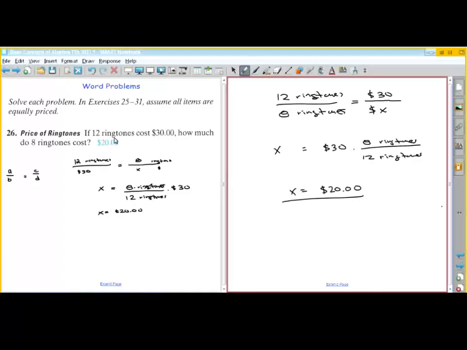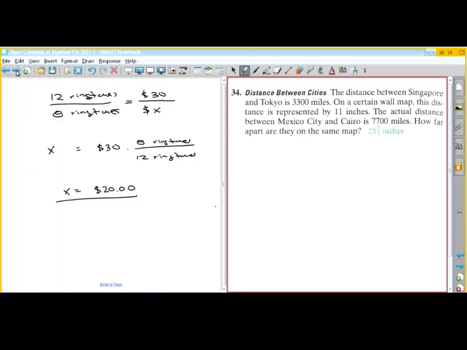That goes with the 12 ringtones. Now the third way I could do it is I could calculate the cost per ringtone, which would be 30 divided by 12, and then I could take that number and multiply by 8 ringtones. Cost per ringtone times ringtones gives me cost, and I get the same answer.